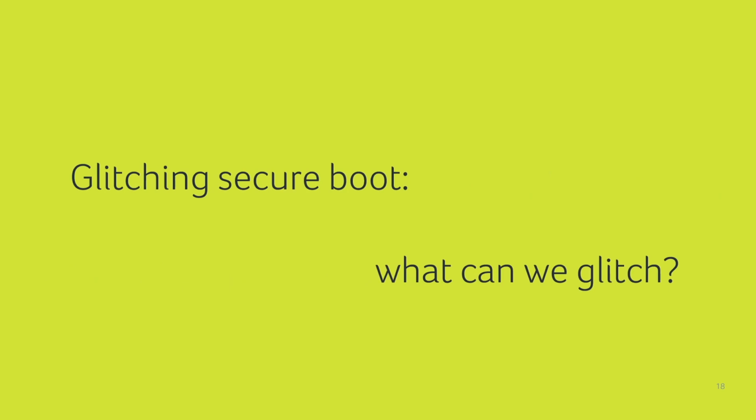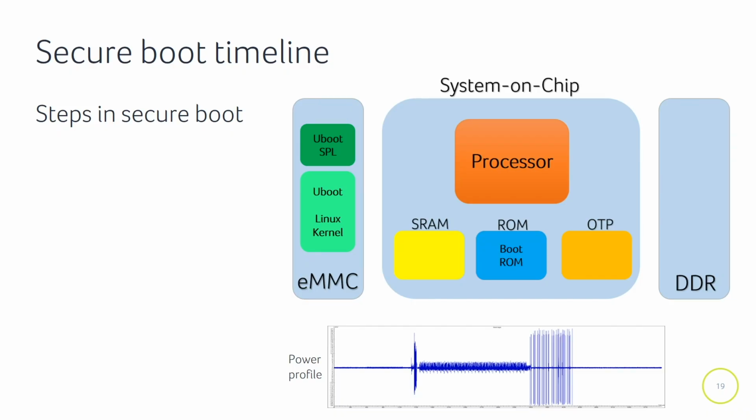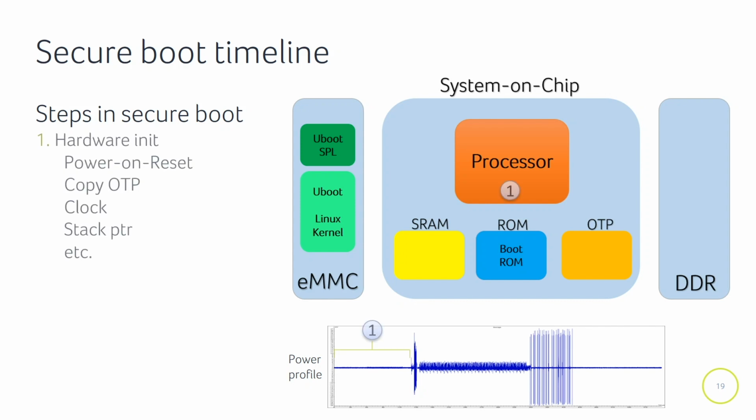So now we were talking about secure boot. So if we talk about glitching secure boot, what can we glitch? Let's go now a bit more in depth in how a secure boot process works. So here you can see in the bottom of this system graphic the power profile, and then you have the components of the system on a chip. And let's see what happens when we have a secure boot implementation. Step 1, you can see in the power profile the assigned area will happen in the hardware.